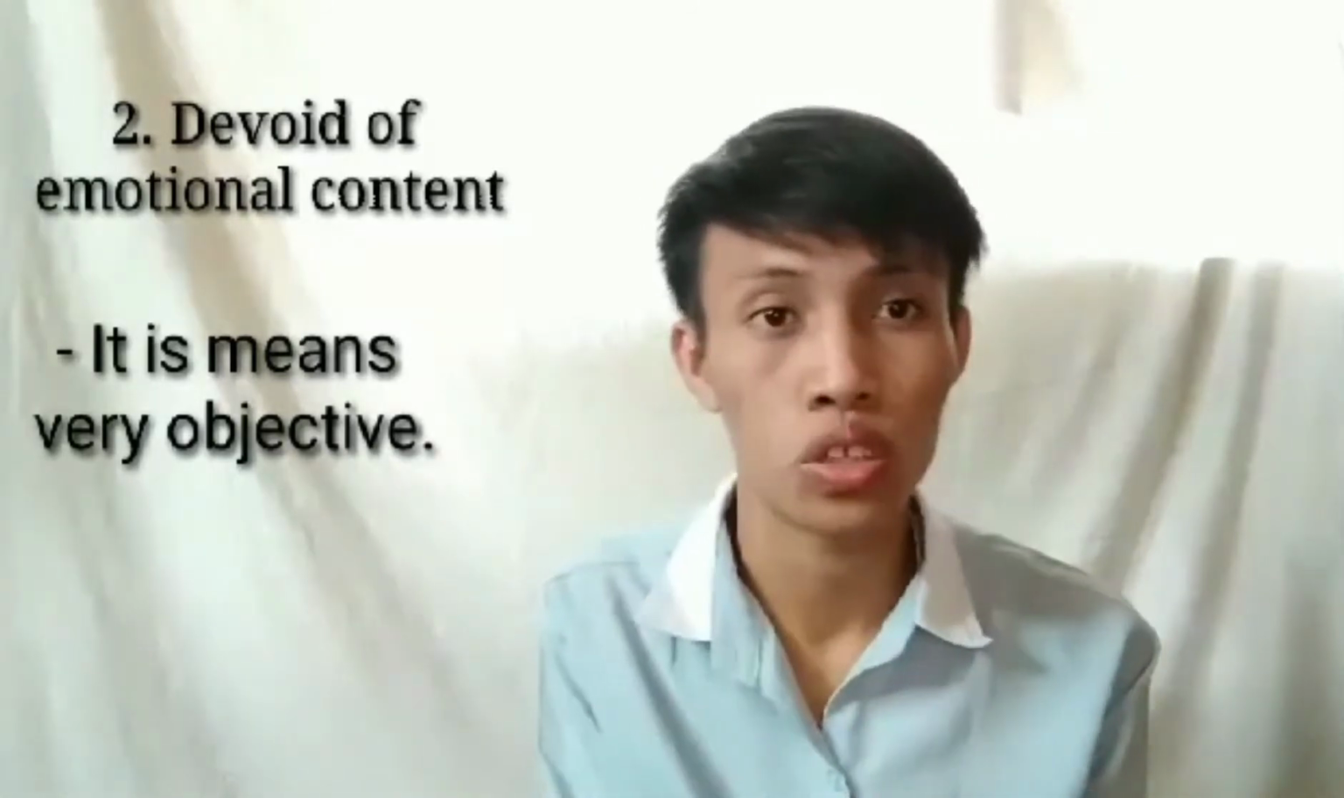Characteristic number 2. The second characteristic of mathematical language is that it is devoid of emotional content. Mathematics is very objective. What do we mean by objective? Unlike other languages, it does not convey any emotion. So when we say addition, we can't use happy. When we say subtraction, we can't use sad. In mathematical language, there's no emotion here, there's no feelings, and that's characteristic number 2. It is devoid of emotional content.